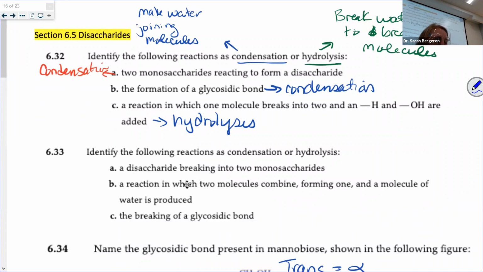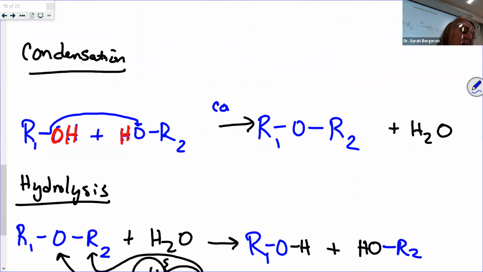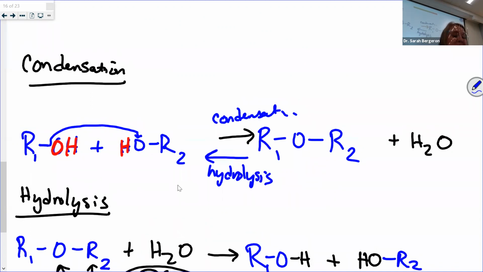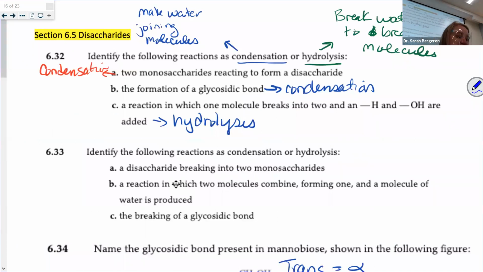All right, so identify the following reactions as condensation or hydrolysis. A disaccharide breaking into two monosaccharides. Yeah, Jason, so the question is, if you're writing this out, can you use the reverse arrows for the equation? You sure could. You could take one of these and you could say, okay, going this way is condensation. And you could say going this way is hydrolysis. Yeah, if you want to save space on your scratch paper, you can do that. Absolutely. All right. So a disaccharide breaking into two monosaccharides. If we have one big molecule going into two smaller, what kind of a reaction is that?